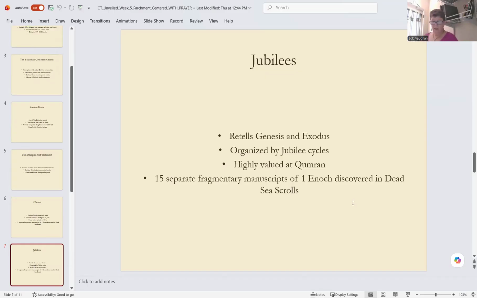Now, Jubilees also has an astronomical book, and it describes their 364-day solar calendar.